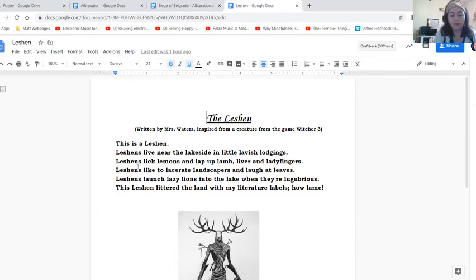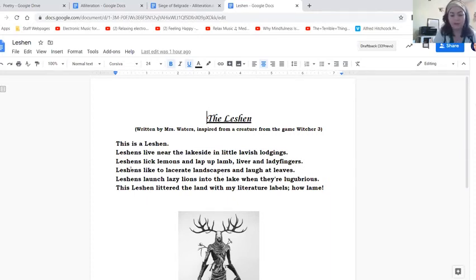Leshen, on our next line, we're going to talk about what the Leshen eats. Leshen licks lemons and laps up lamb, liver, and ladyfingers. Our 4th line, you're going to talk to me about something that your creature likes to do. So it says, Leshen likes to lacerate landscapers and laugh at leaves.